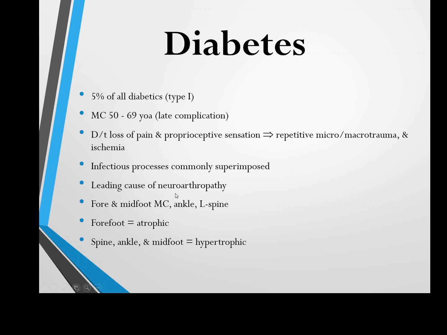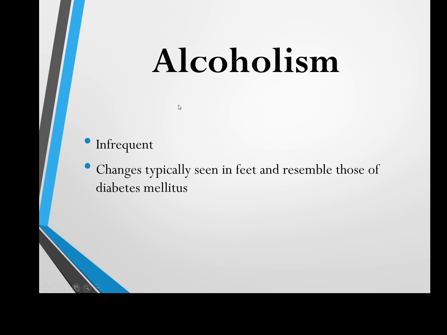Forefoot and midfoot are most common, and ankle and lumbar spine are also affected. Forefoot usually looks atrophic. Spine, ankle, and midfoot will also look hypertrophic in their appearances. And with alcohol abuse and alcoholism, it's quite an infrequent finding in these patients, but it's very typically seen in the foot, and it will resemble the same changes that occur with diabetes.